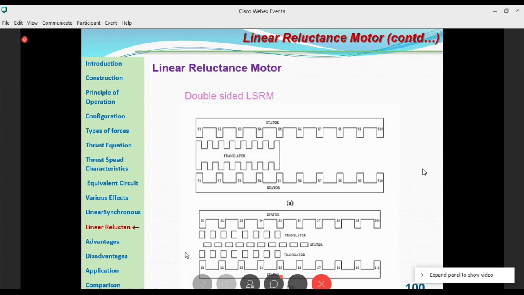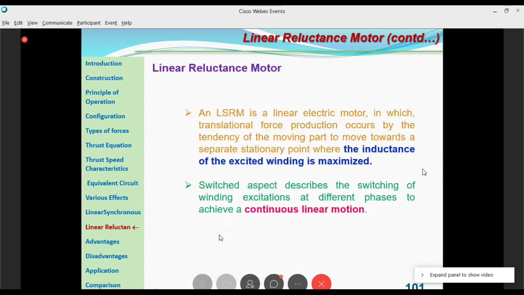This is also possible. A linear reluctance motor is nothing but a linear electric motor in which the translational force production occurs by the tendency of the moving part to move towards the stationary point where the inductance of the excited winding is maximized. Once the inductance of the excited winding is maximized, meaning it is in the aligned position, you will be getting the minimum reluctance and the maximum inductance, and the switching operation makes continuous linear motion possible.